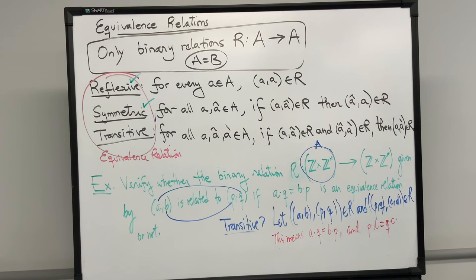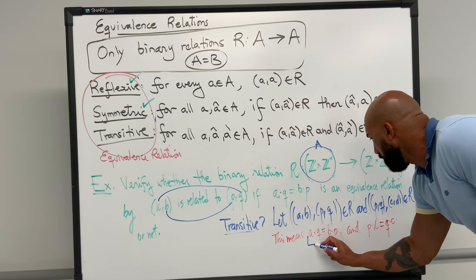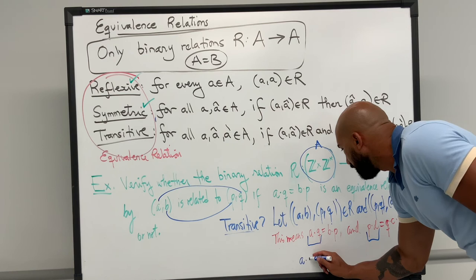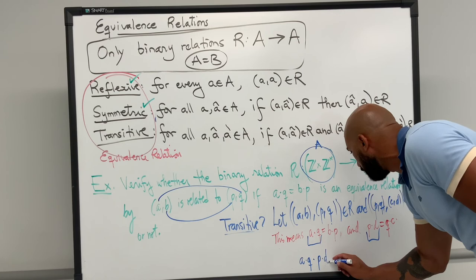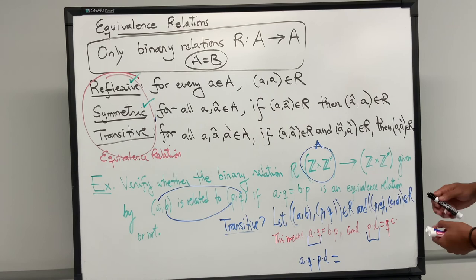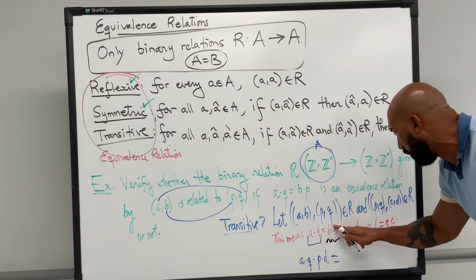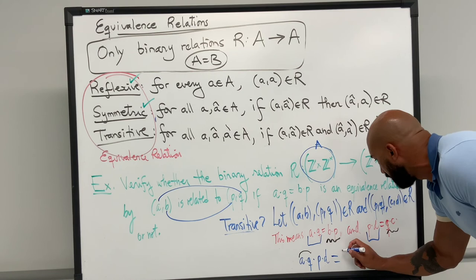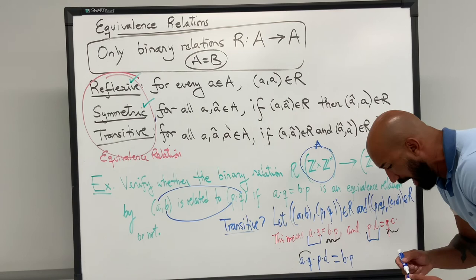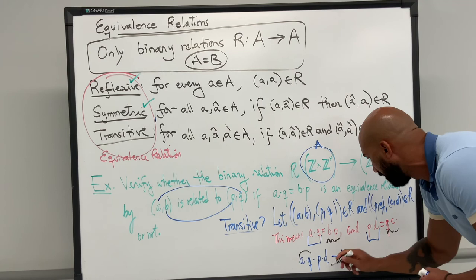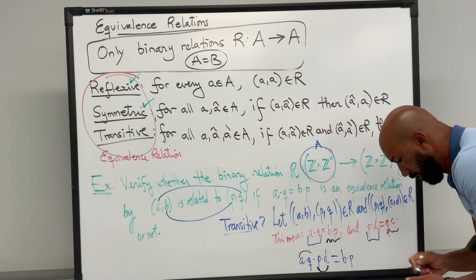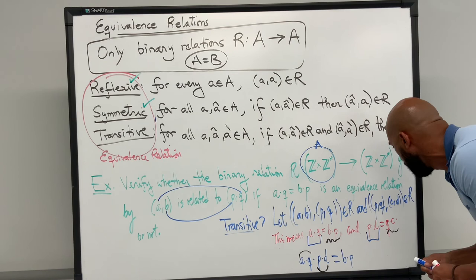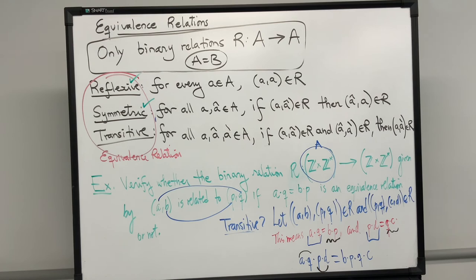Well, if we multiply these two, we are going to get that A times Q times P times D is equal to the multiplication of these two, because this is equal to this. So if we replace this by this, nothing changed because it's the same number as this one, so I can keep this one, but I can also replace this one by Q times C. So we get that A times Q times P times D is equal to B times P times Q times C. All right.